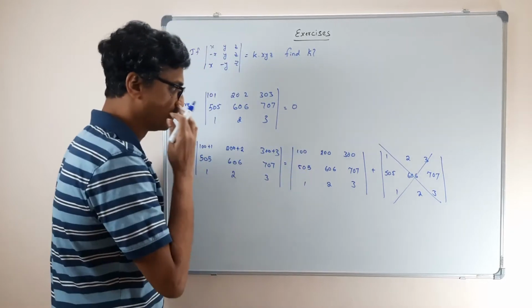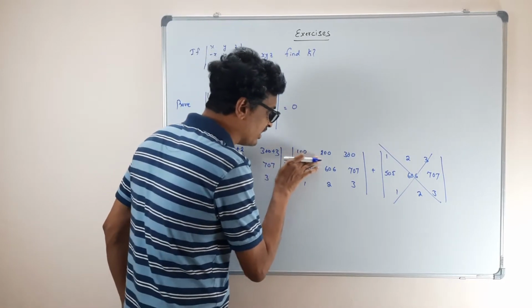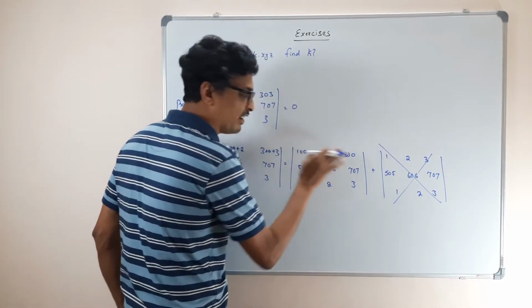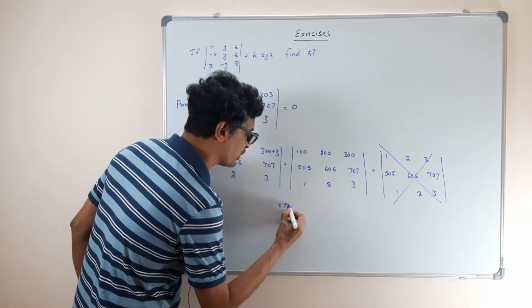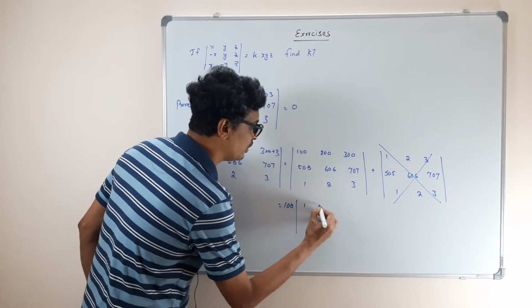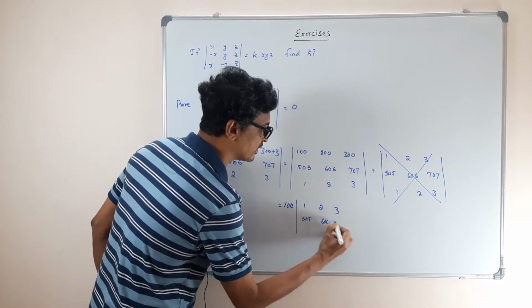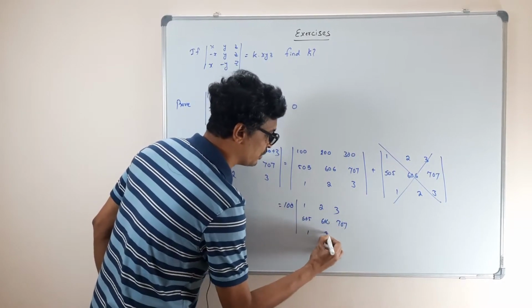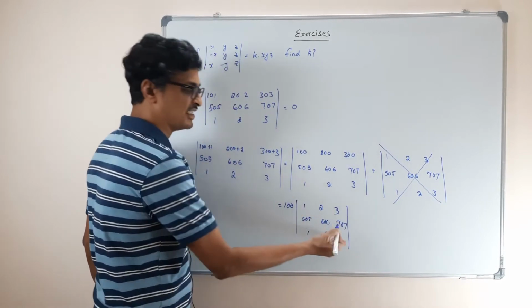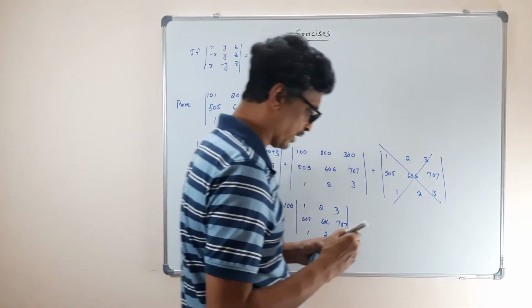Now we take the first one. You can see this row is a multiple of 100, right? I can take 100 outside. So this becomes 100 into the determinant with rows 1, 2, 3; 505, 606, 707; 1, 2, 3. Again this is 0. So very simply you can prove it.